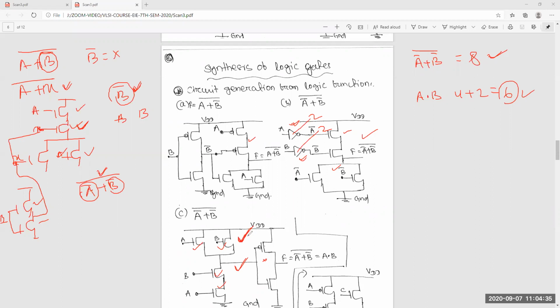So less transistors. Sometimes someone will give you a function, which means you have to first work on it. You have to minimize that. What is the minimum number of transistors required to make that circuit? After that, you will design the circuit. You can design by any method, but the minimum is preferred.